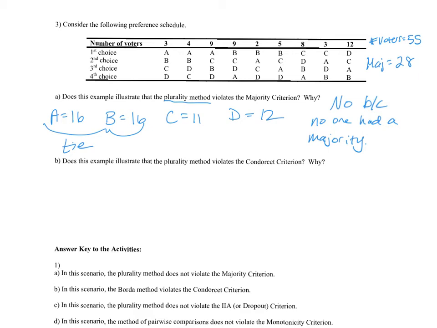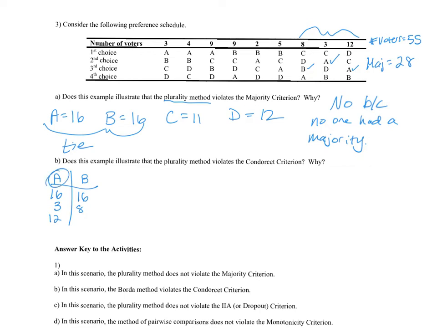Does this example illustrate that the plurality method violates the Condorcet criterion? Okay, so let's do all of our matchups here. A against B. A gets 16 from the first 3 columns. B gets 16 from the next 3 columns. And then these 3 columns, we have to figure out who's ranked higher. So in the 8 column, B is ranked above A, so we give 8 to B. In the 3 column, A is ranked higher, so A gets 3. And in the 12 column, A is ranked higher, so A gets 12. So A wins that matchup.